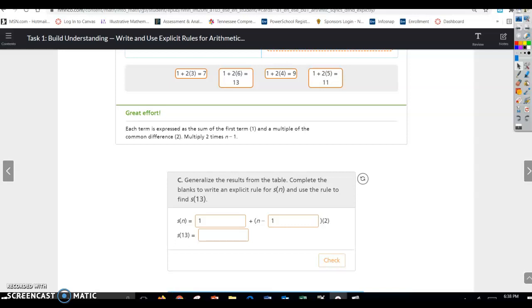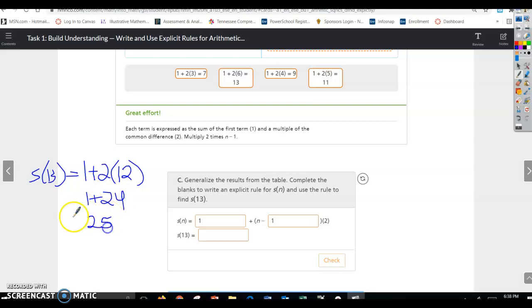So to find S of 13, we can just use the rule. So S of 13 equals your first term plus 2 times the previous term. If we're looking for term 13, the previous term is 12. So 1 plus 24 or 25. So S of 13, our 13th term, is 25. And that's just using the rule that we found above.